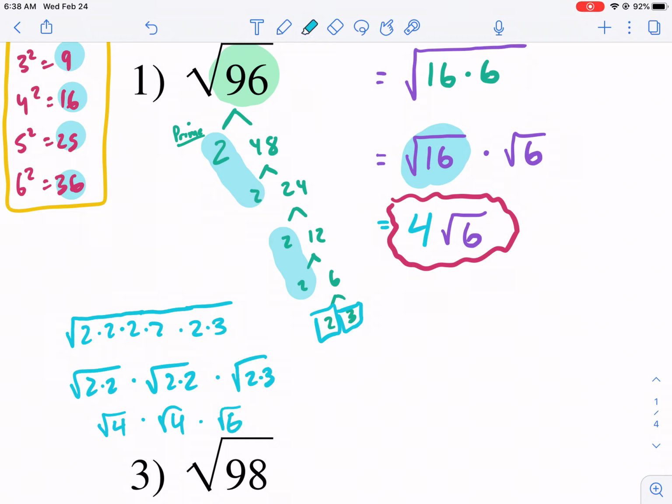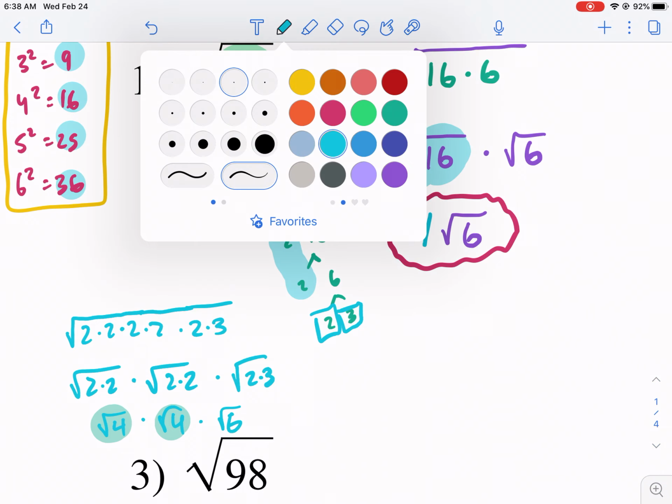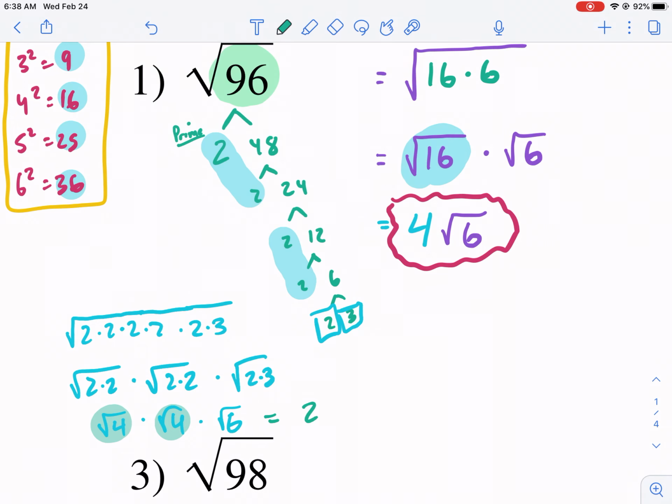Now, why did I do that? Because we recognize that the square root of 4 is 2. So I can rewrite this again as 2 times my radical 6. And I can't simplify this any further because it's not a perfect square. So then this turns into 4 radical 6, and that's what we got in the first place.